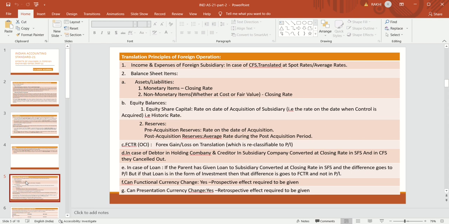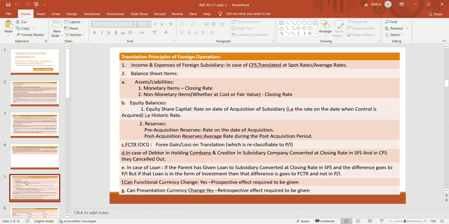Whatever the assets and liabilities we are translating, there is some exchange difference, which we will call the FCTR. That gain or loss is to be recognized in OCI, and it is due to the difference in foreign exchange translation of all the assets and liabilities.